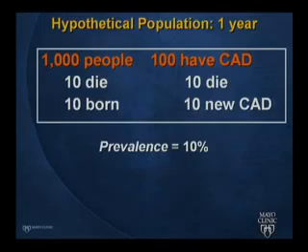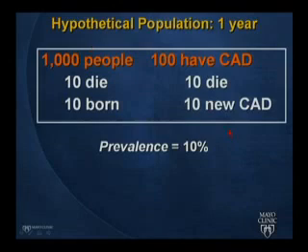Now let's review some basic definitions. Prevalence is how many people, what proportion of people in your population actually have the disease. So if this question comes up, prevalence is a snapshot. It's how many people in the population have the disease at any point in time, okay? So that's 10%. There's 100 cases of coronary disease amongst this population of 1,000 people.